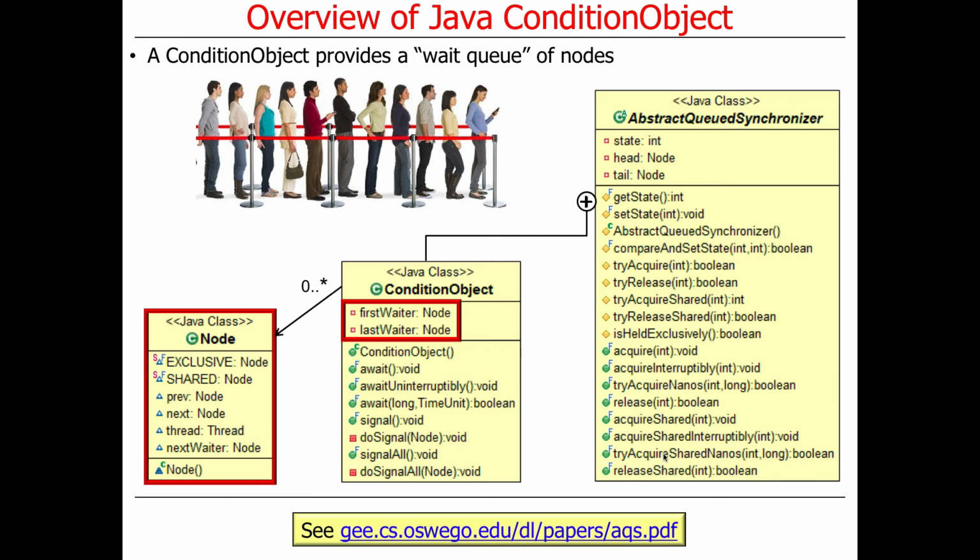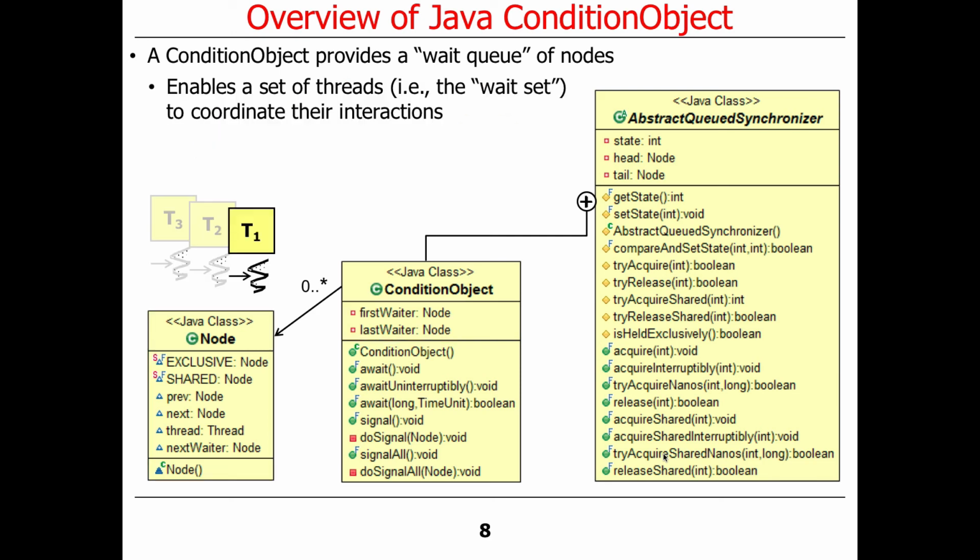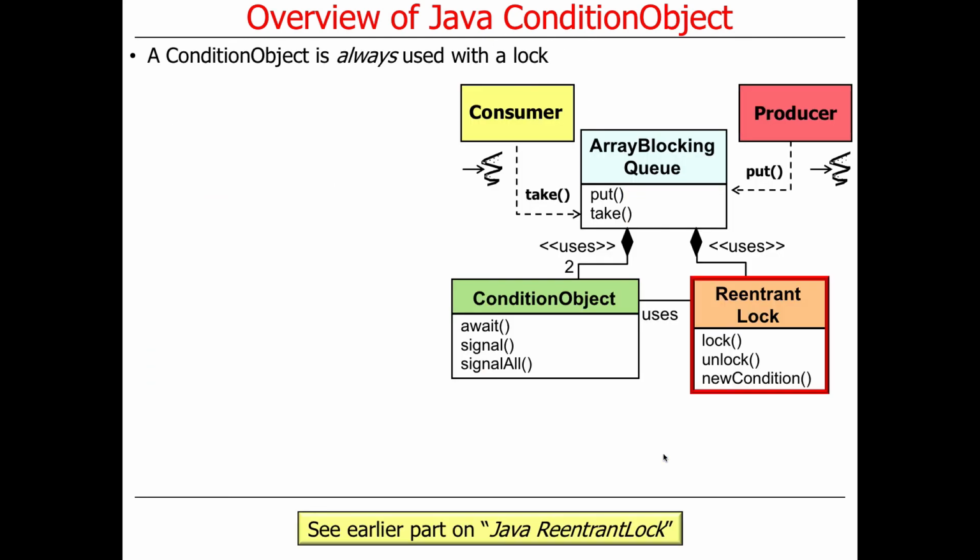So the thing to remember when you think about a condition object is that it's used to provide a wait queue of nodes that allow threads to wait for conditions to occur. The threads, which are basically the wait set, a lot of kind of unusual terminology, use the condition object in order to coordinate their interactions by selecting the order and conditions under which the threads will run. That's what it is in an abstract sense. I will then, of course, give you lots of examples and talk more about how it works under the hood.